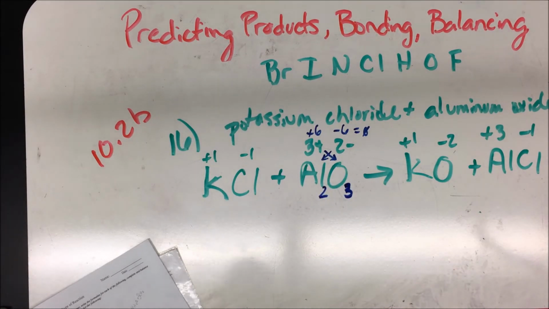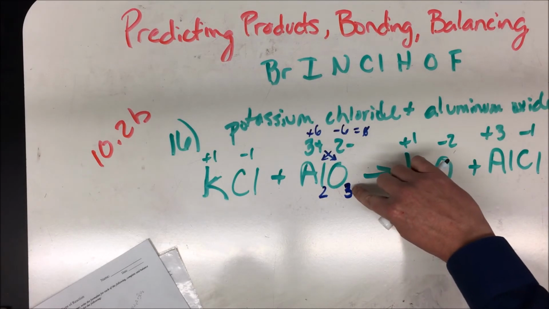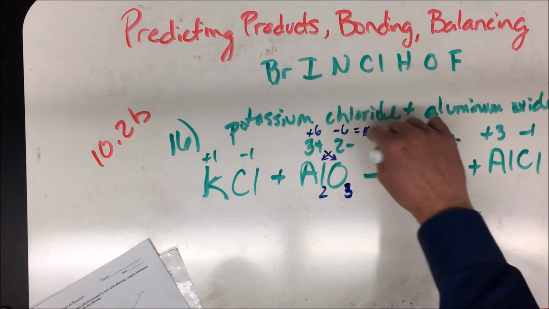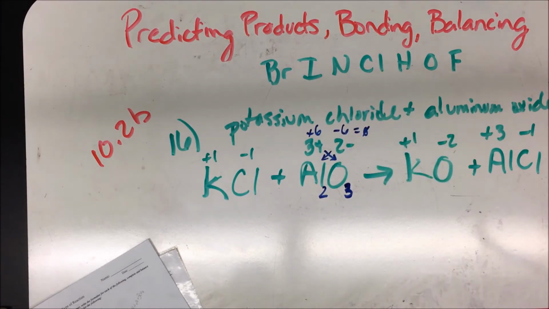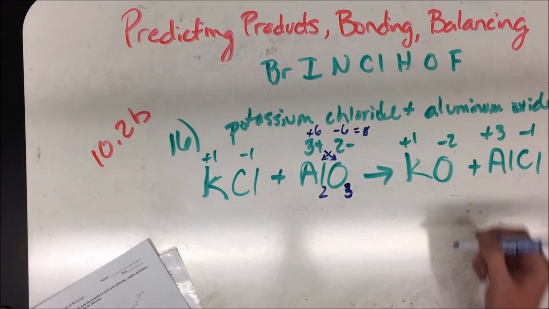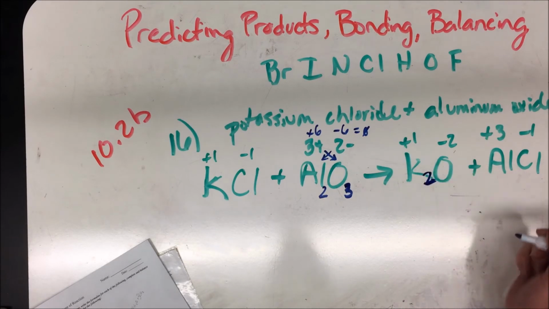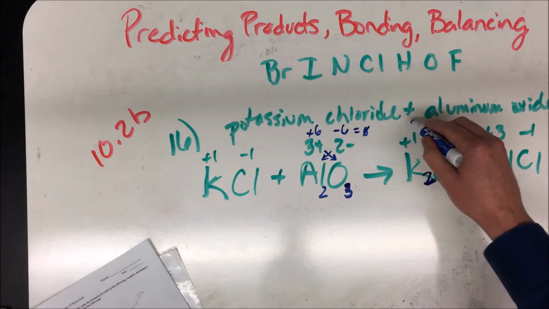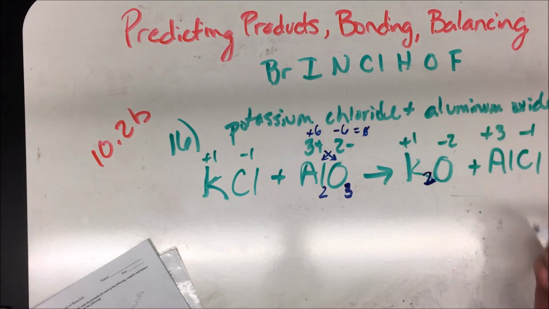If you wanted to check yourself before you wreck yourself, look at it. 3 times -2 is -6. 2 times +3 is +6. That gives me a net charge of 0. I've done that correctly. This is going to be a 2 right here. 2 times +1 is +2, which cancels out your -2.